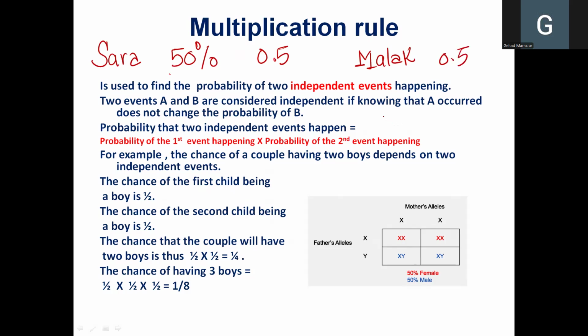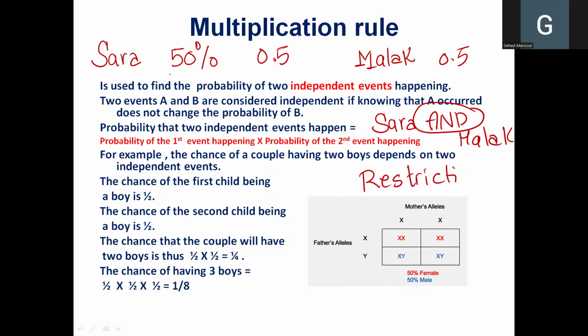So the probability that I can meet Sarah and Malak at the same time in the same street, of course, would be less because this is more restrictive. You are restricting the possibility because you are putting two conditions at the same time. So when we use the term "and," then you are restricting the possibility. And in order to restrict the possibility, you have to multiply the probabilities. And I'll tell you why.